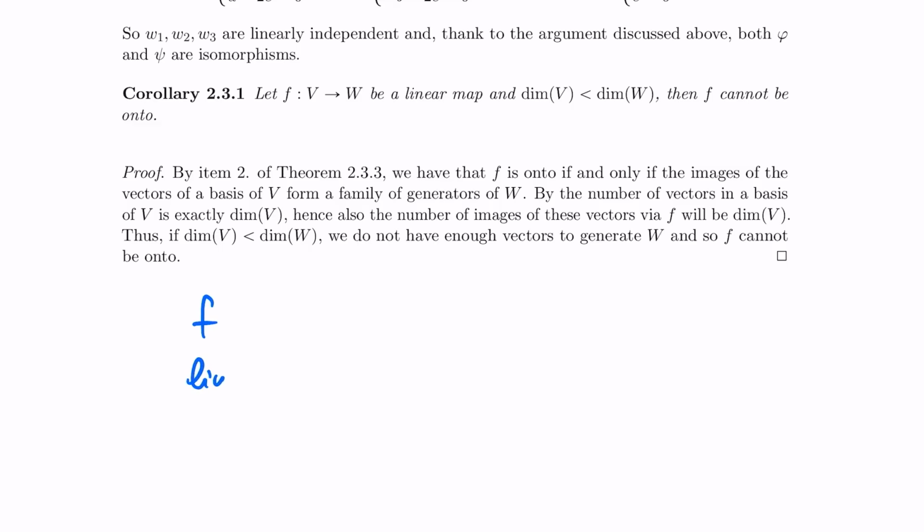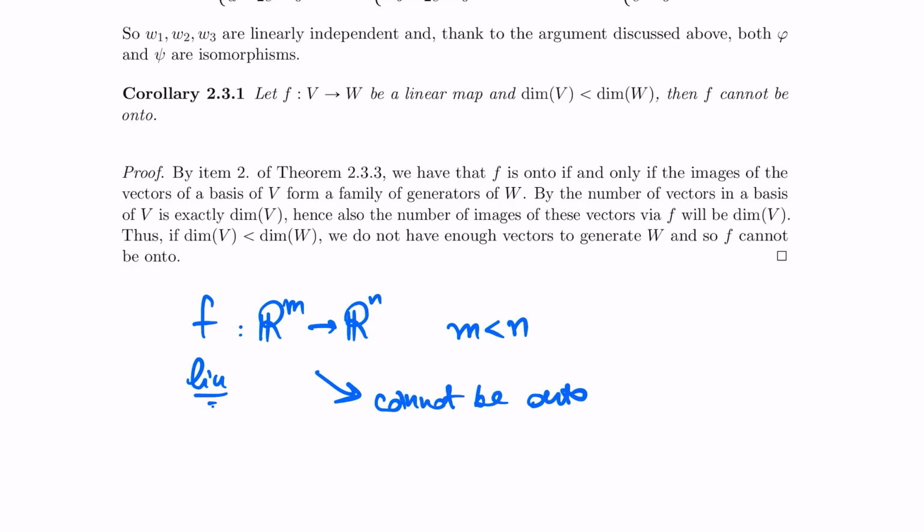Imagine to consider a linear map F between Rm and Rn, with m strictly inferior than n. This map, for what we have just said, cannot be onto. Pay attention to the fact that we can say this just because F is a linear map. If F is not a linear map, what we have just said is not true.